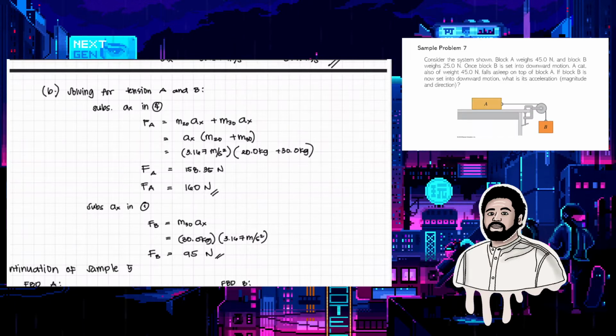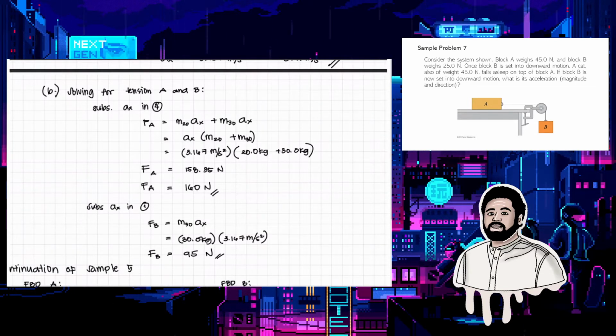Problem number 7. This problem is actually coming from our first law of motion. That is, I think, sample problem number 5. Now, we will just have another variation of it. Consider the system shown. Block A weighs 45 newtons and block B weighs 25 newtons. Once block B is set into downward motion, a cat also weighing 45 newtons falls asleep on top of block A. If block B is now set into downward motion, what is its acceleration, magnitude, and direction?